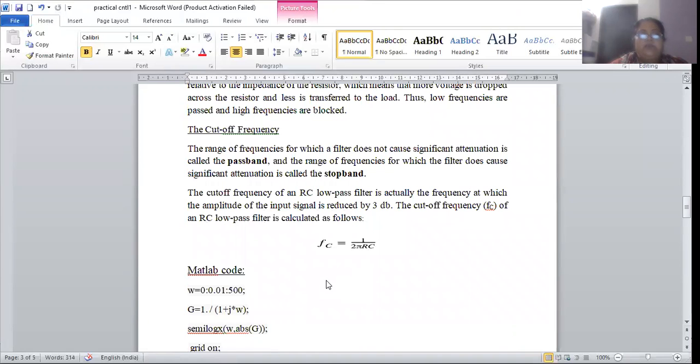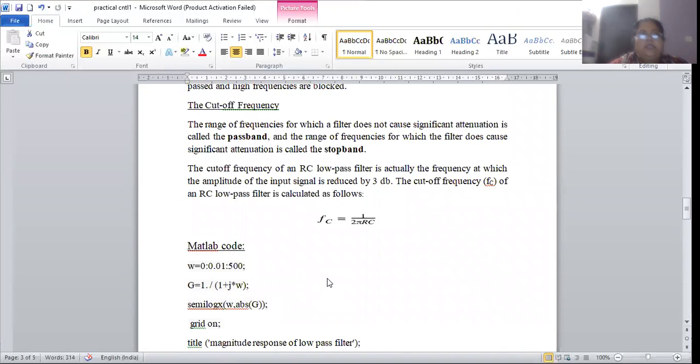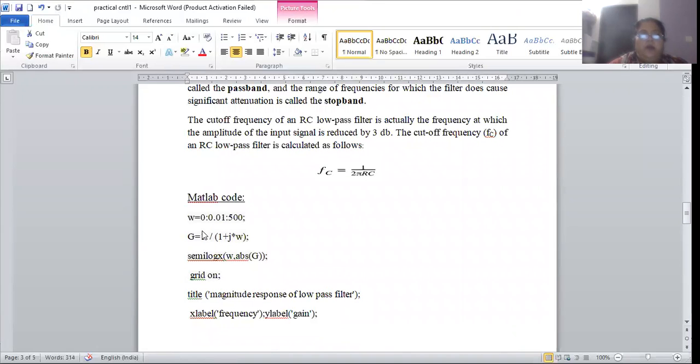Now for this experiment, we are going to discuss the Matlab code. The first command is omega equals, where we have taken the frequency starting from 0 and ending at 500 with a step of 0.01.